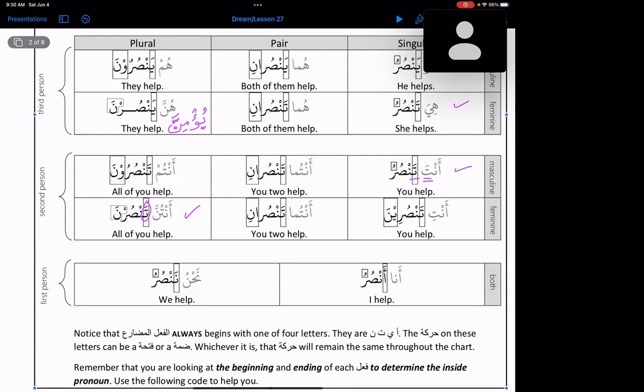Ana aminu, nahnu nu'minu. Ana, like the middle root letter, is taking what sign? It's taking kasra. So ana aminu, and nahnu nu'minu. Okay, let me write it down.